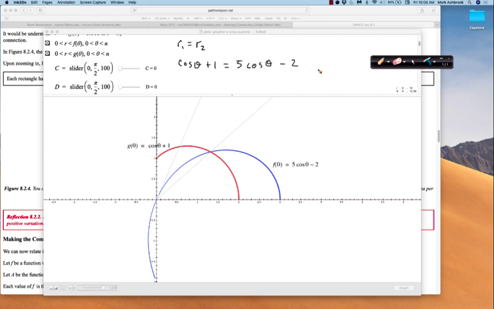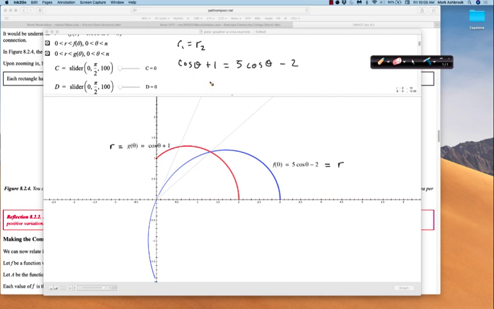Andrew, what do you think? Yeah, the dependent variable of these functions is r. r is a function of theta. So r is cosine theta plus 1. That's how we got these points. And r is 5 cosine theta minus 2. So this is the r from the g function, and this is r for the f function. This is setting the r's equal. All right, and so then we're going to solve and find the theta that makes this true.